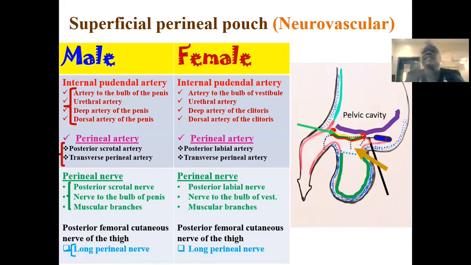So you can see that the pattern by which these vessels run will determine whether you see them in both the deep and the superficial perineal pouch, or limited to just the deep or just the superficial perineal pouch. So it's good that we're able to use this slide to illustrate this. These are the vessels that are contained within the superficial perineal pouch. We know that some of these vessels are also seen within the deep perineal pouch, and it's good that we are able to illustrate this.